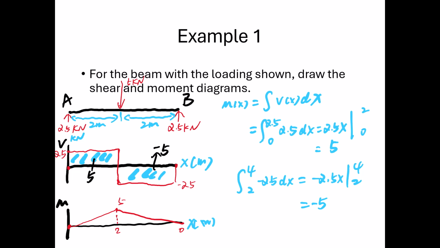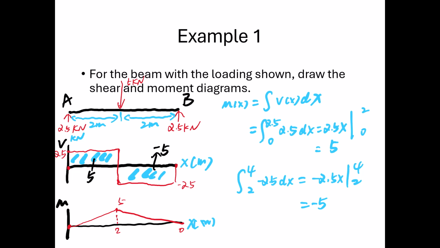Based on these two, we can get our shear maximum, which is 2.5 kilonewton, and our moment maximum, which is 5 kilonewton meter. So that will be the maximum number we need to consider when designing the beam.